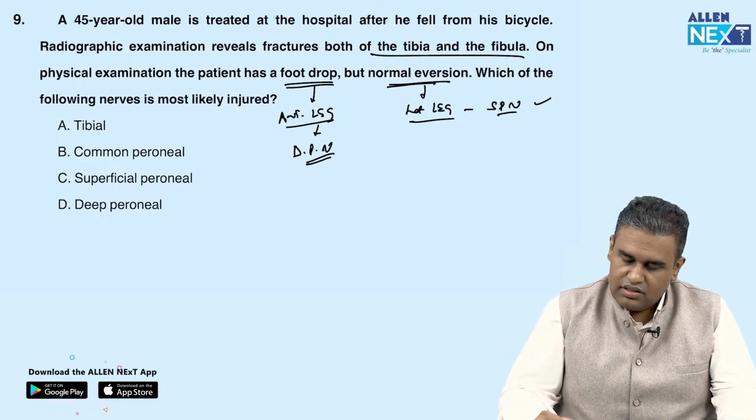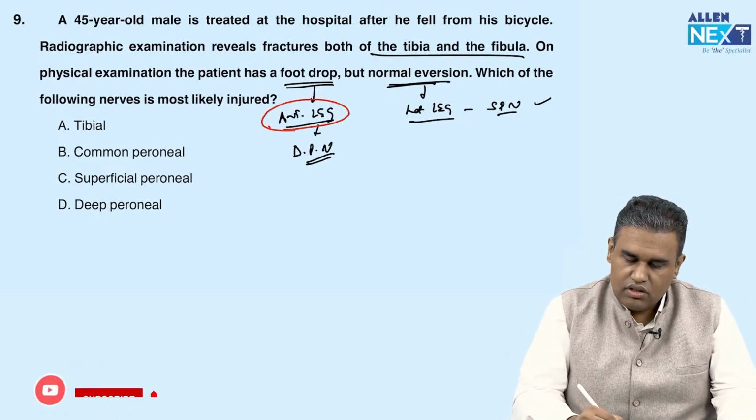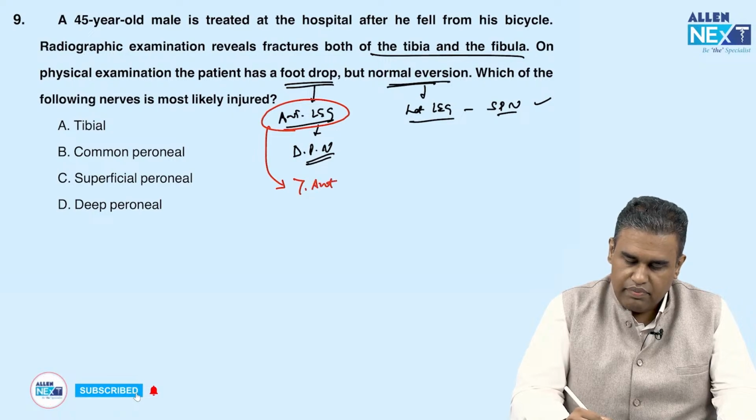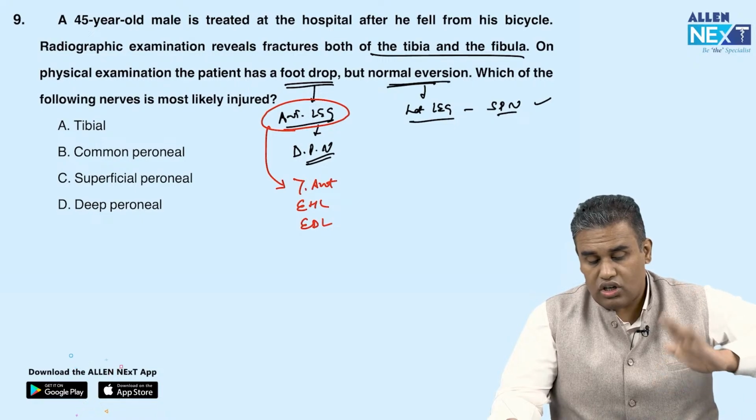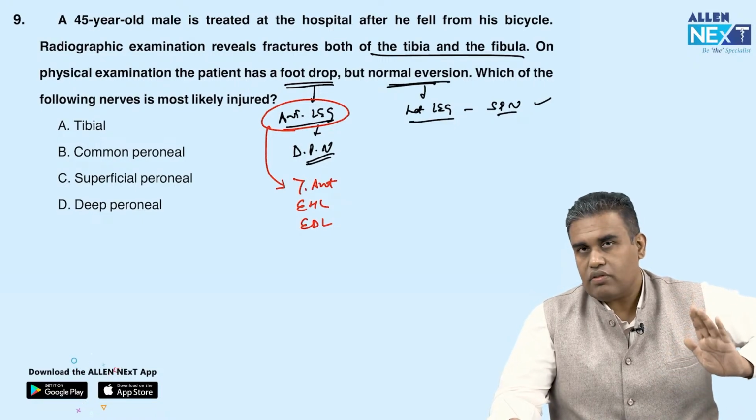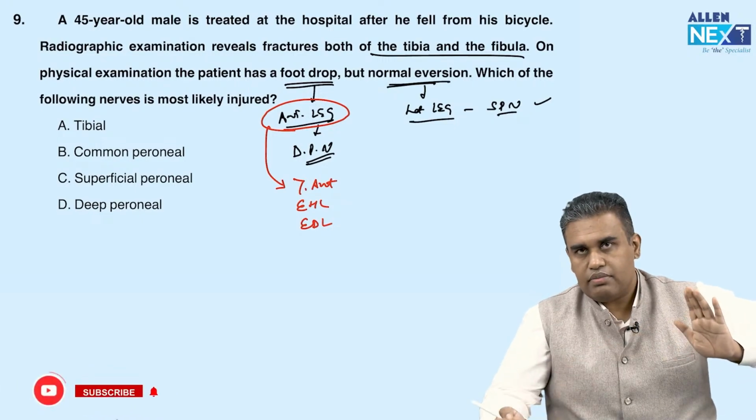Foot drop is due to paralysis of the anterior leg muscles, which include which muscles? Tibialis anterior, extensor hallucis longus, extensor digitorum longus. All these cause dorsiflexion or extension of the foot. If you are not able to contract them, the foot will go to foot drop.